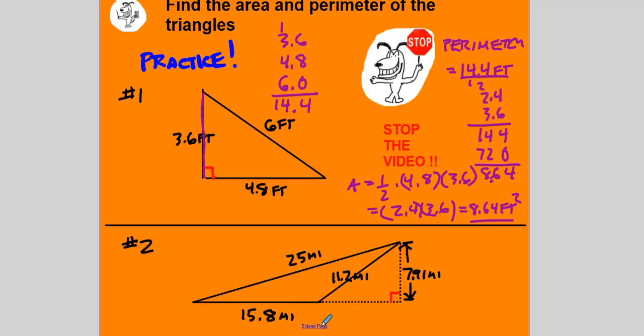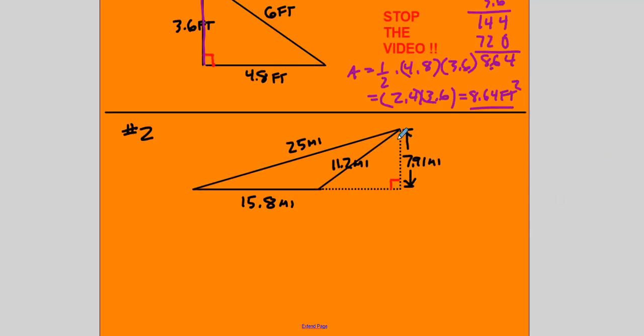Question 2. Okay, there's my height now. That height's outside the triangle. That's my height. My base is here, 15.8. Notice if you extend the base, again, you have an altitude, and these intersect. These are perpendicular. Here, they intersect at a right angle. So the area, I'll do the area this time first.